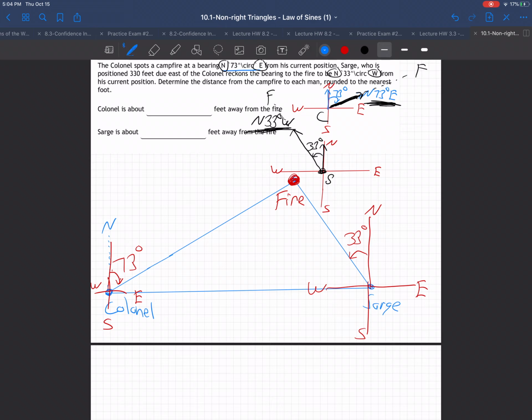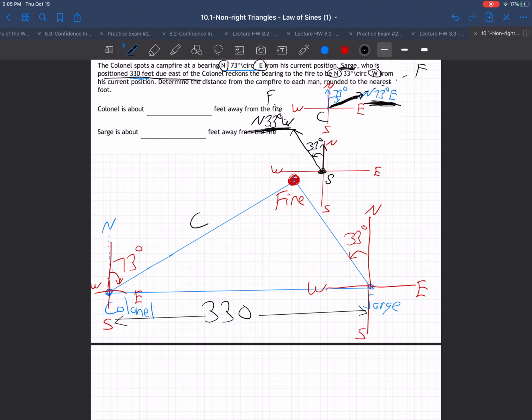So that's a diagram. Now, how far apart are they? 330 feet. So come down here and go, this is 330, between the Sarge and the colonel. They're 330 feet apart, right? In fact, it says the Sarge is 330 feet due east, straight east. East is to the right. Sarge is 330 feet to the right. So there's our picture, and they want us to find the distance from each man to the fire.